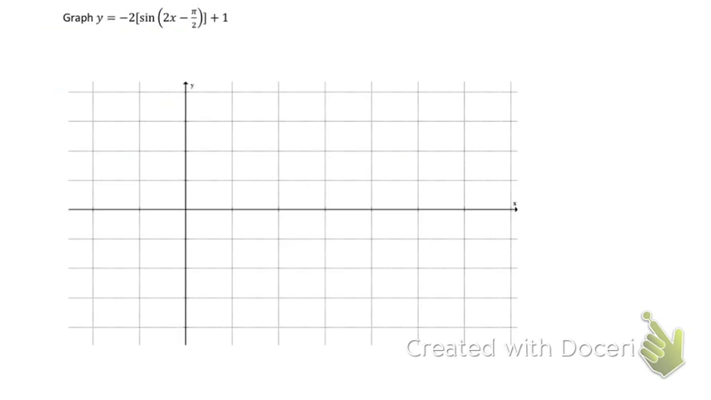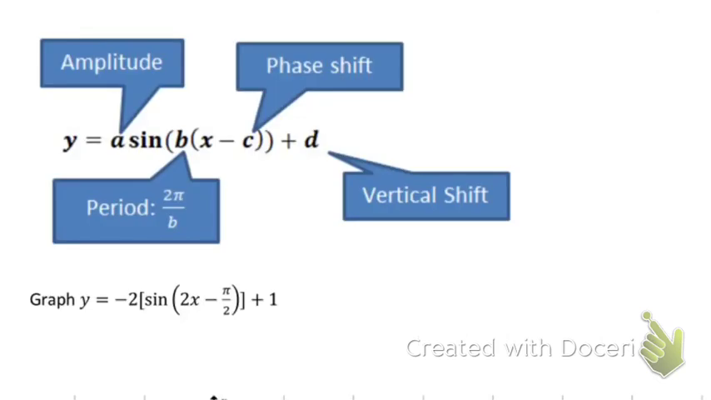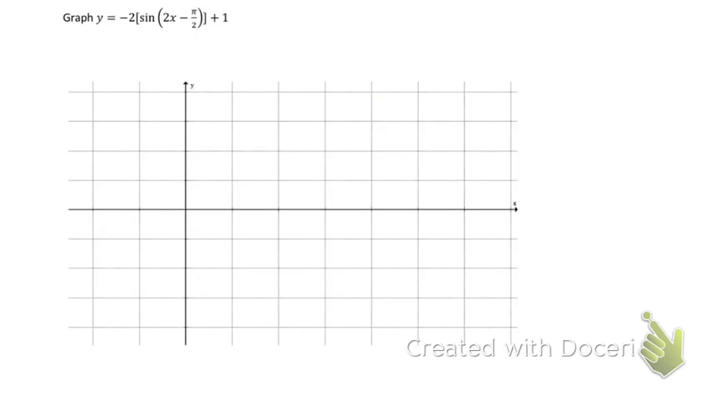So I picked one of the more complicated ones because this one is not in the proper form. The proper form is you need to have a value times the quantity x minus c. We don't have that. We need to factor this 2 out of both of those spaces.